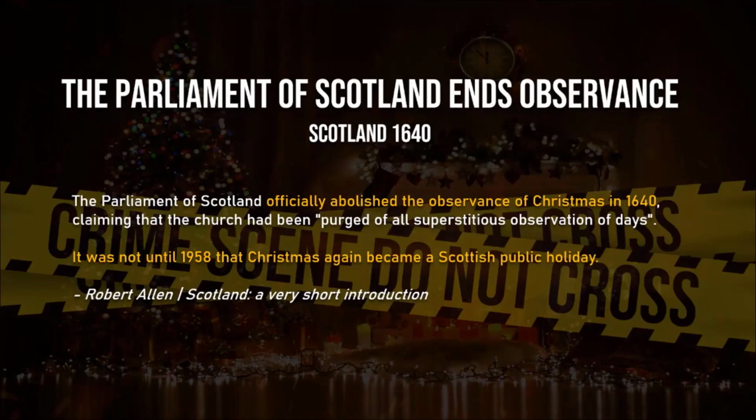Parliament of Scotland ends observance, Scotland, 1640. The Parliament of Scotland officially abolished the observance of Christmas in 1640, claiming that the church had been purged of all superstitious observation of days. It was not until 1958 that Christmas again became a Scottish public holiday.